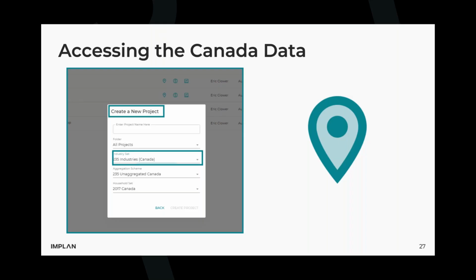But before we dive into the data, I want to quickly remind everyone how to access the Canadian product within IMPLAN. This is particularly relevant for users that also have access to more than one IMPLAN product, like our US product or our international product. So to access the Canada data, you simply click on the Create New Project button, and here you would select the 235 industry set. If you would like to change your system default to always create a new project in the Canada industry set, you can change this in your user profile.